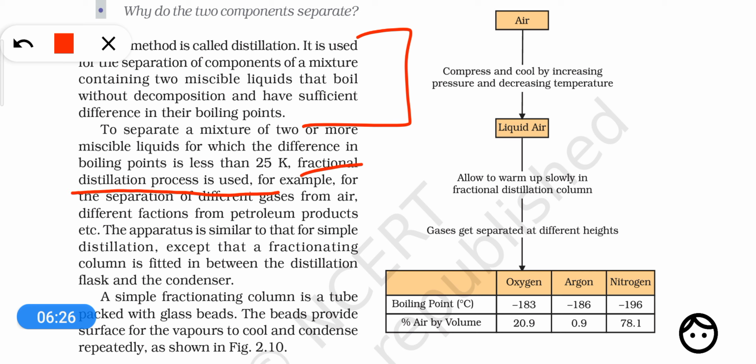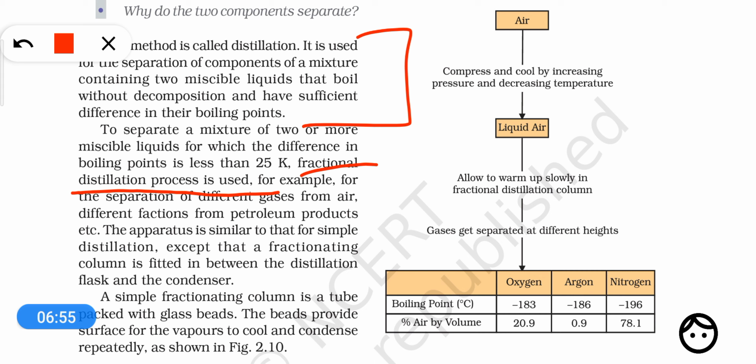So another variant of this method is called fractional distillation. Now if the difference in the boiling points is more than 25 Kelvin, then we will use simple distillation. But if the difference is not so much, meaning if the difference is less than 25 Kelvin, then we will use the fractional distillation method. How will it be done?